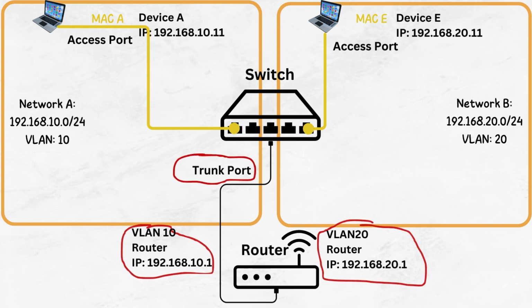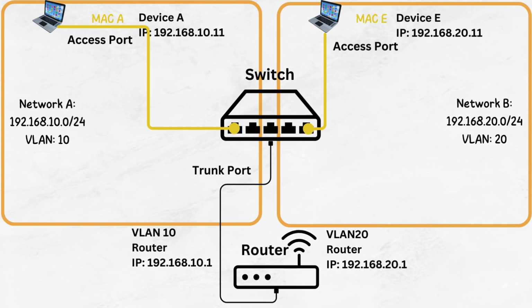Trunk ports are used to carry traffic for multiple VLANs. They allow VLAN tagged frames to pass between switches or between a switch and a router, ensuring that the traffic is directed to the correct VLAN at the other end. Routing rules enable inter-VLAN communication by allowing traffic between isolated VLANs through defined sub-interfaces or configuration.